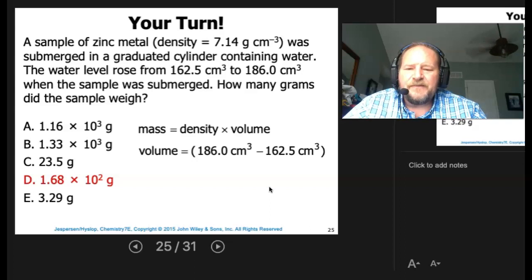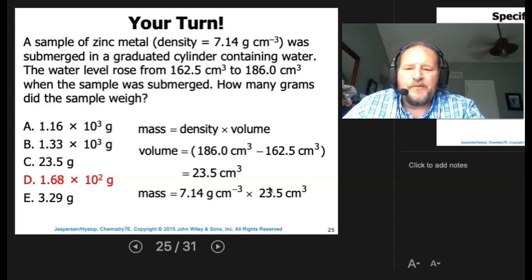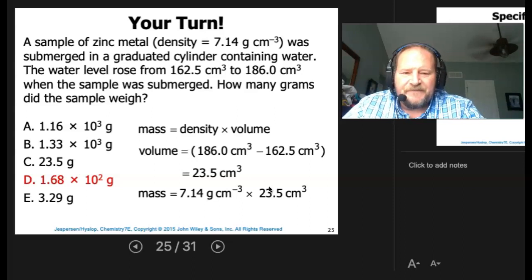Right? So the first thing we're going to do is figure out our volume. So we have a volume of 23.5. And now we can plug that in, right? So mass would be equal to 7.14 times the density, which is what they gave us. We're going to multiply that by the 23.5, which is the difference in the water. Centimeters will cancel out here. We'll have grams. And we get 3 sig figs.